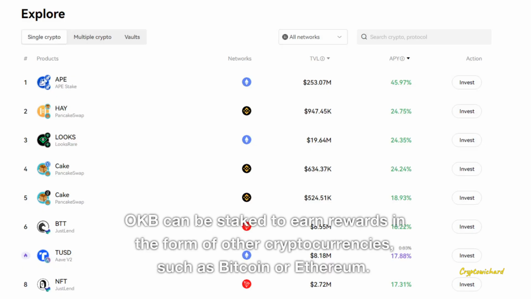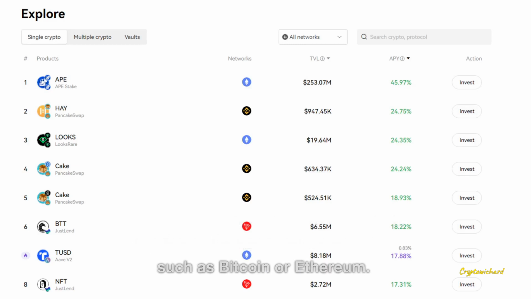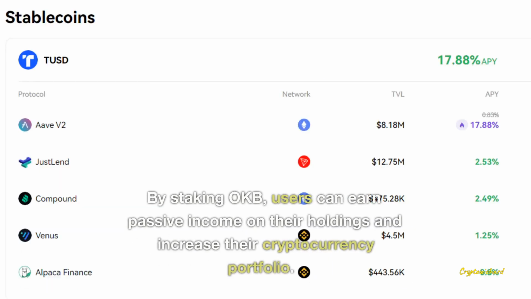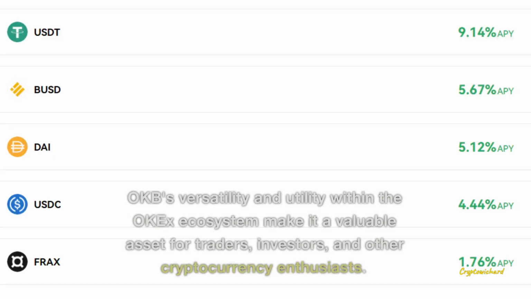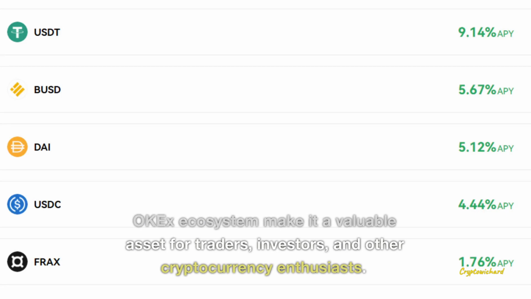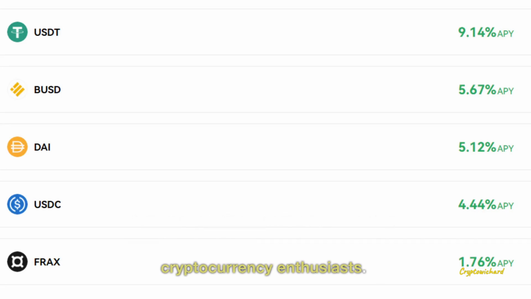OKB can be staked to earn rewards in the form of other cryptocurrencies, such as Bitcoin or Ethereum. By staking OKB, users can earn passive income on their holdings and increase their cryptocurrency portfolio. OKB's versatility and utility within the OKEX ecosystem make it a valuable asset for traders, investors, and other cryptocurrency enthusiasts.